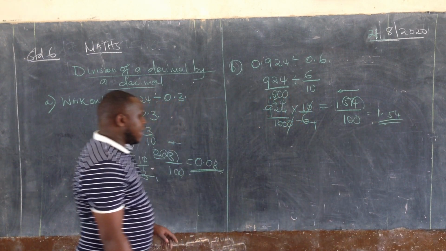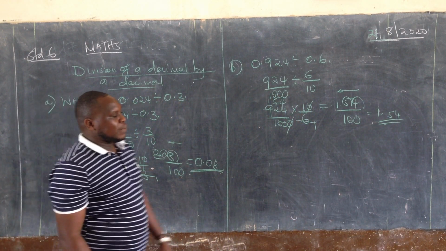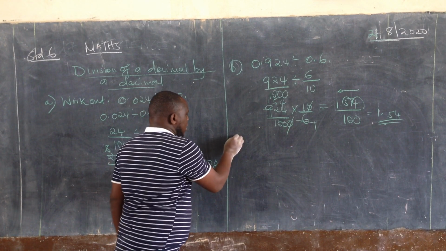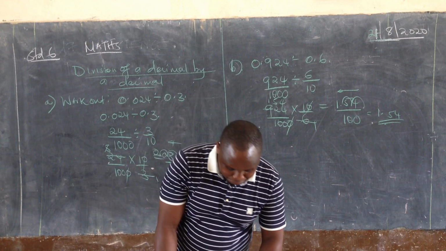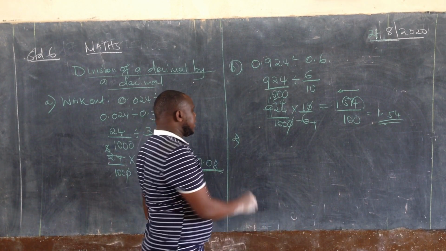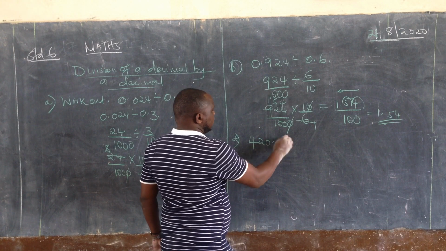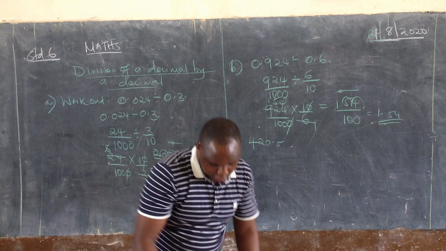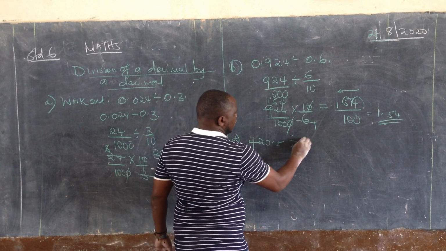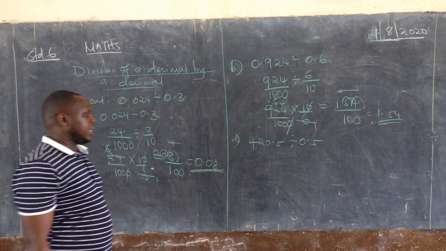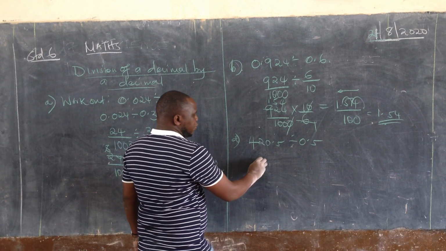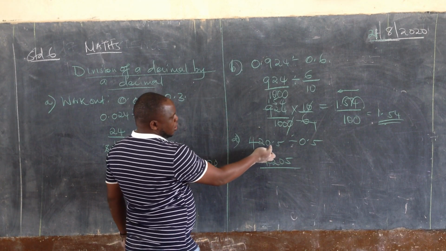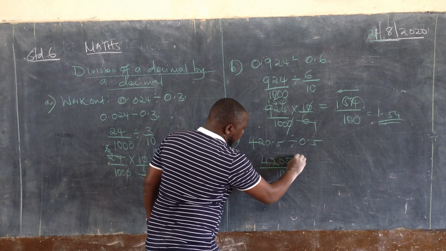Not always do we have an answer reading 0.0. Sometimes you can even have an answer reading 12 point something, depending on what you are dividing with. Let me give you another one. 420.5 divided by 0.5. This is going to be 4,205 over 10, divided by 5 over 10.